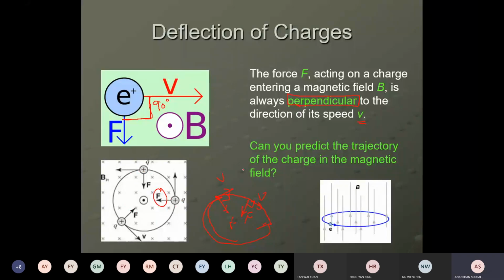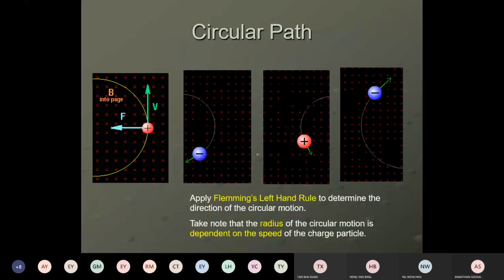Now because it makes a circular path, you have to recall all your circular motion knowledge, all the equations. Because the questions on magnetic field are going to include circular paths. They're going to ask what radius the charge will make when it enters a field with a certain speed and a certain charge. So you have to use your circular motion knowledge.